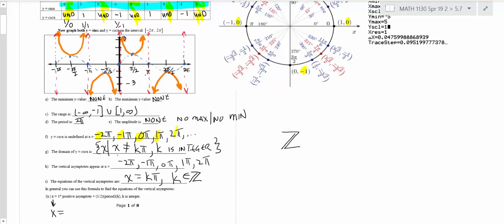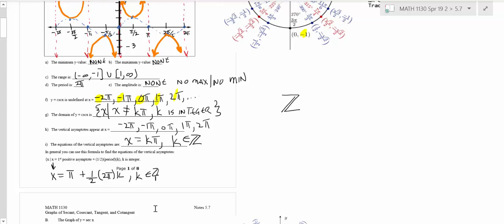You could start at pi. I don't care where you start, just a positive asymptote, plus 1/2 the period. The period is 2 pi, and then k. So you just do an asymptote, whichever one you want to pick, plus 1/2 the period times k, and then k is an integer. Now this would give you a slightly different answer than what I gave you, but it's still okay. So if you did this, the 2's would cross out. You would just get x equals pi plus pi k, where k is an integer.